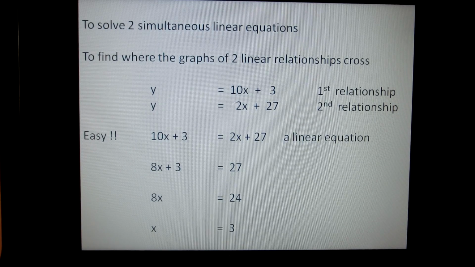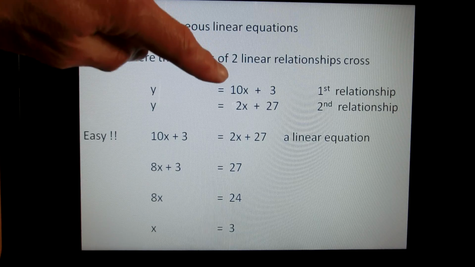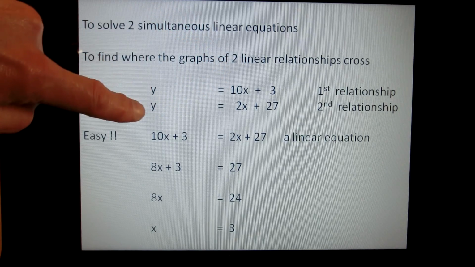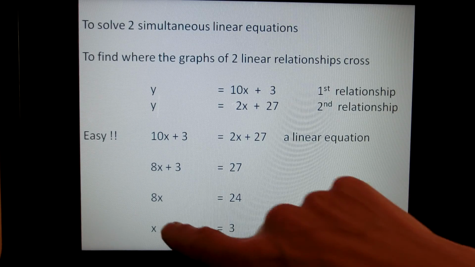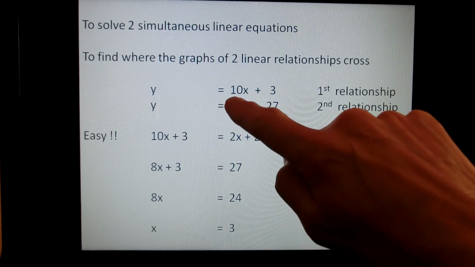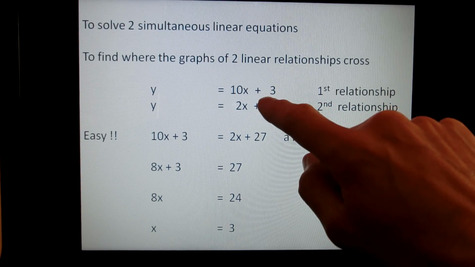Because our job is to find where these two straight lines cross, we have to find the y coordinate as well. So knowing that x is 3, if we go back to one or other of these original relationships, we can find the y coordinate as well. So if x is 3, 10 lots of 3 is 30, plus the 3 is 33. So y would be 33.